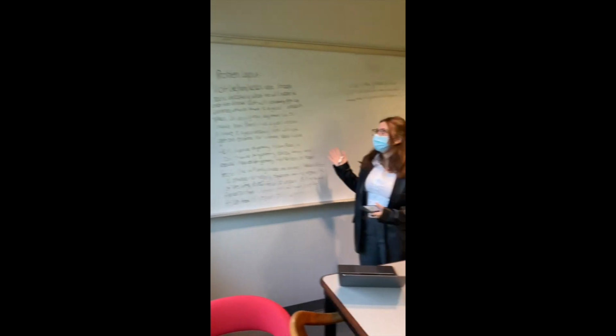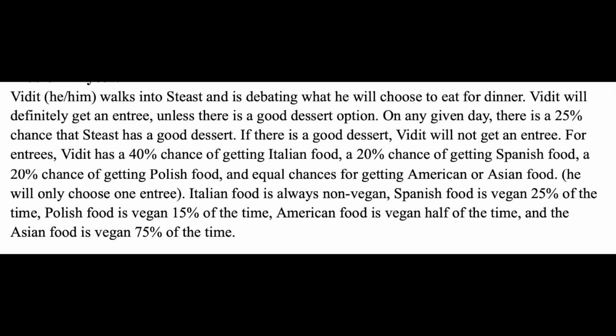Our problem layout is Vidit walks into Steast and is debating what he will choose to eat for dinner. Vidit will definitely get an entree unless there is a good dessert option. On any given day, there's a 25% chance that Steast has a good dessert. If there is a good dessert, Vidit will not get an entree.